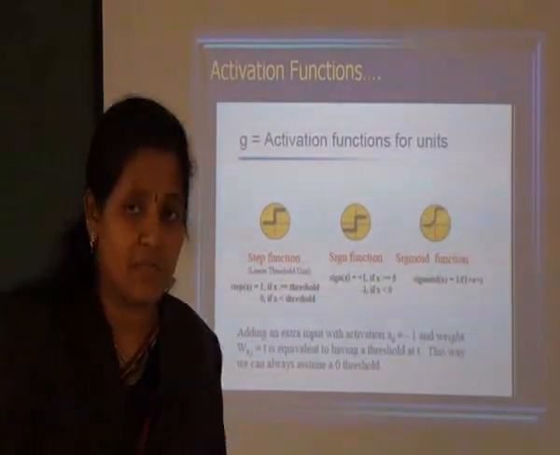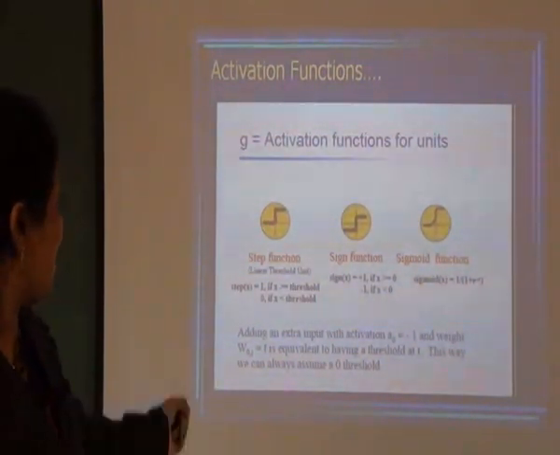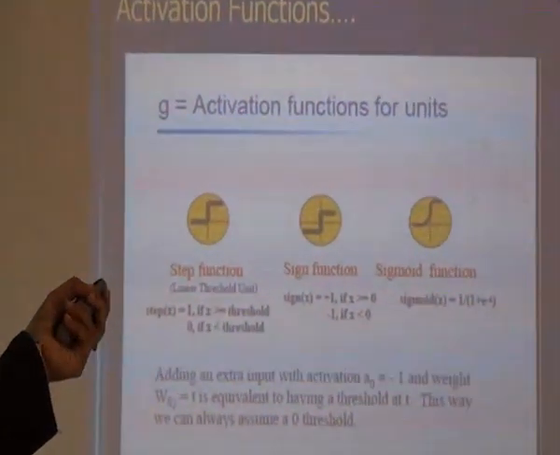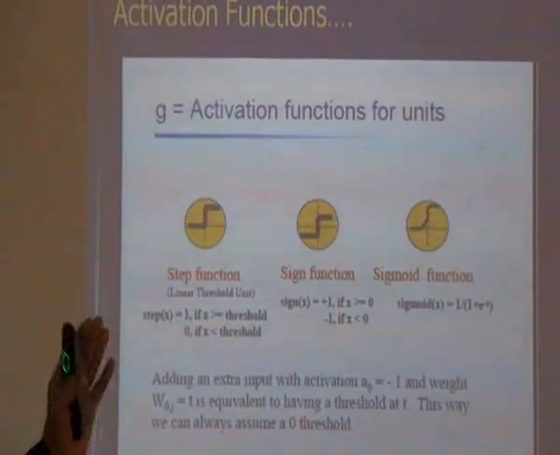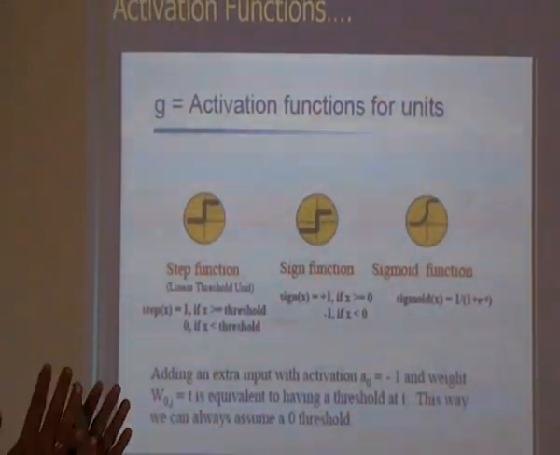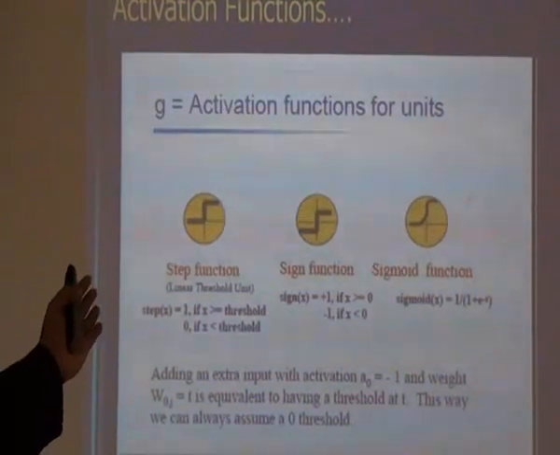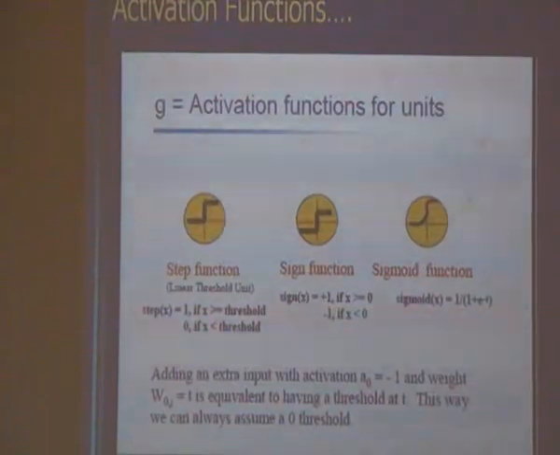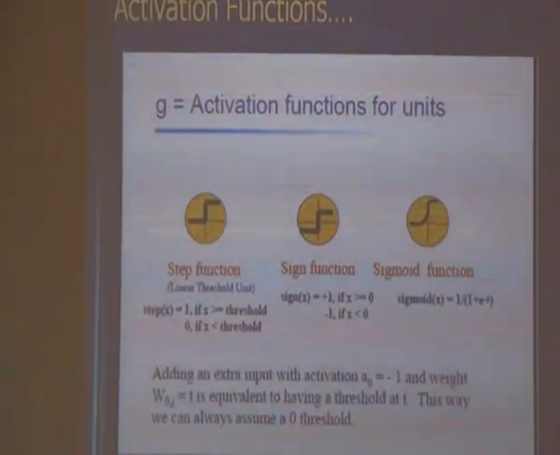So a lot of activation functions are available. One is the step function, the second is the sign function, and the third is the sigmoid function. In the step function, whatever inputs you give to these neurons are passed as they are. That is the linear threshold unit. Step(x) equals 1 if x is greater than or equal to the threshold. It is 0 if it is less than the threshold.